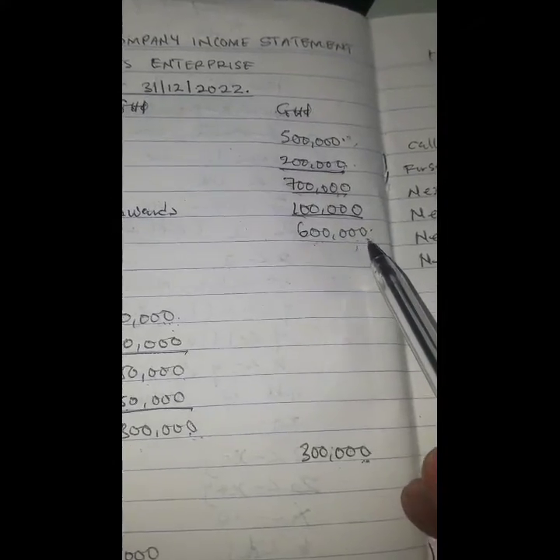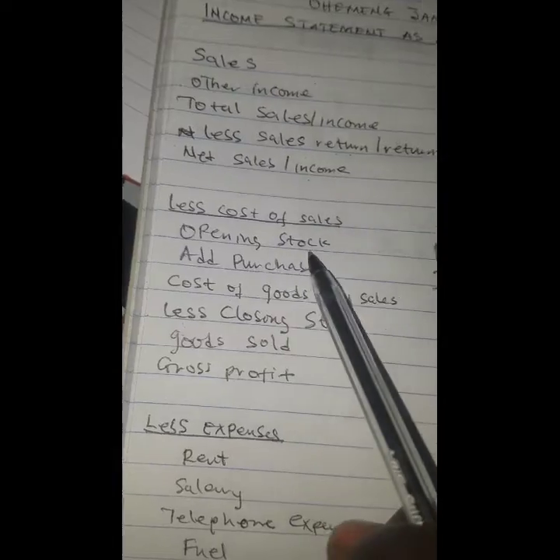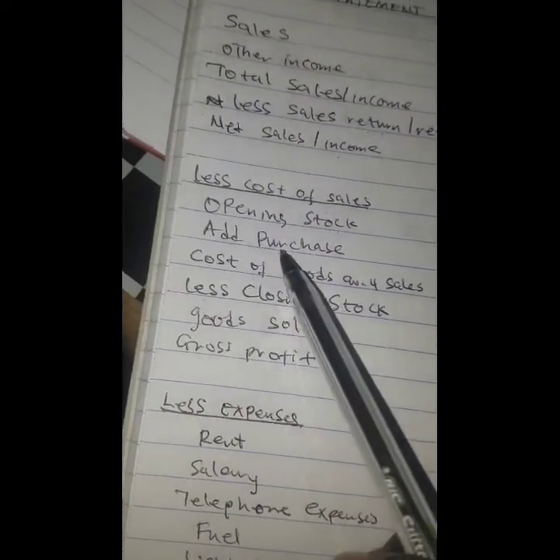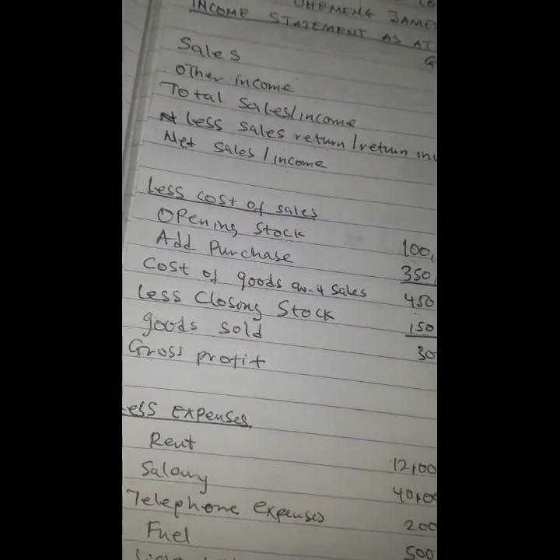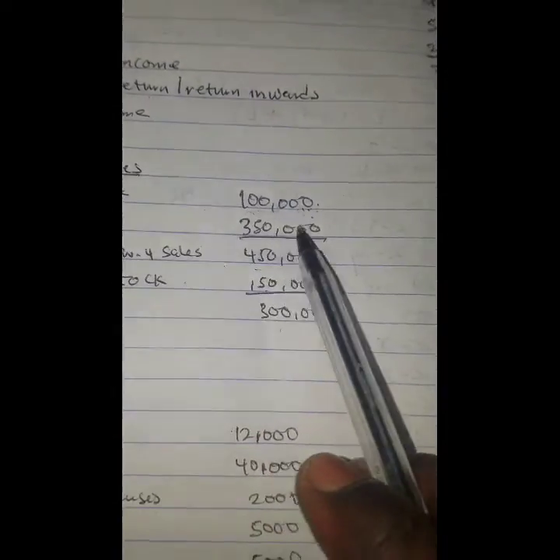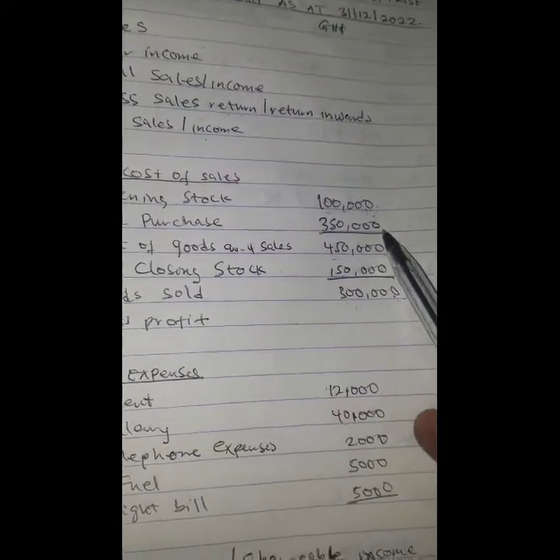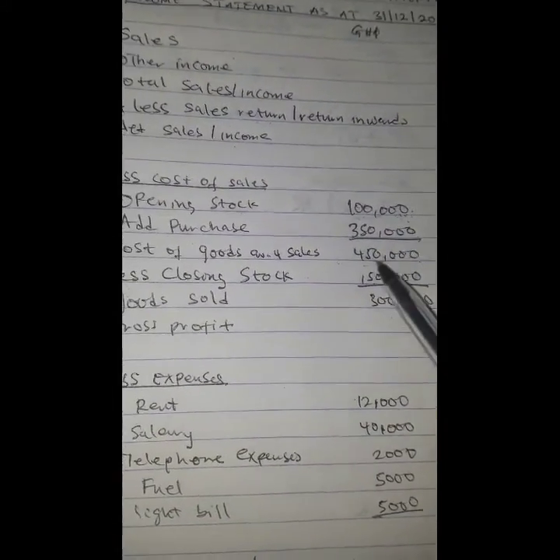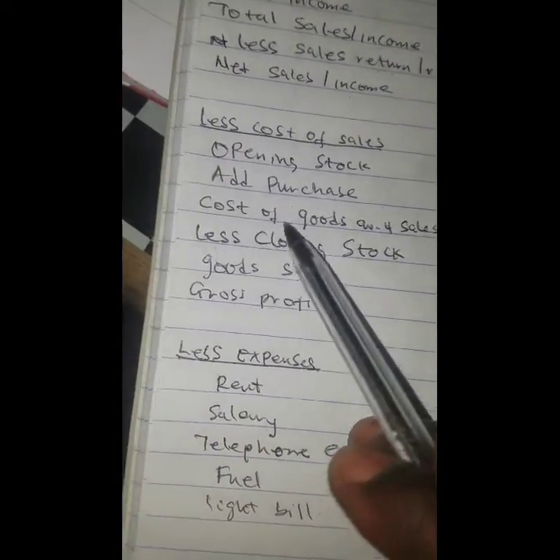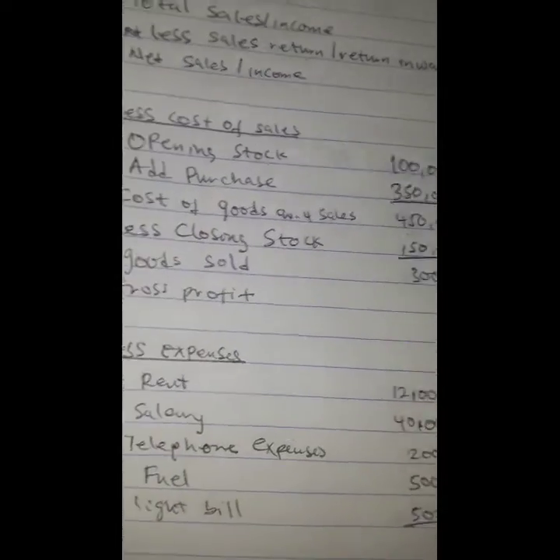We want to get our gross profit from this end. To get our gross profit, we list our cost of sales, and our opening stock for that year was 100,000 Ghana cedis. We bought some goods from our suppliers at a price of 350,000 Ghana cedis. That is the purchases we made for the current year. When you add them together, that is 450,000 Ghana cedis, the cost of goods available for sale. These are the goods we are going to sell.